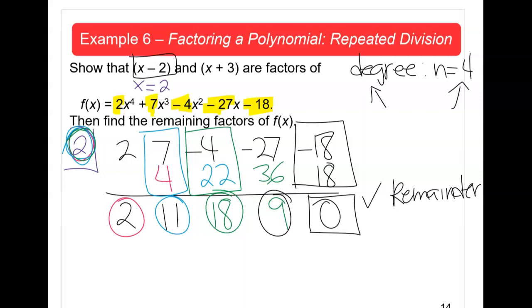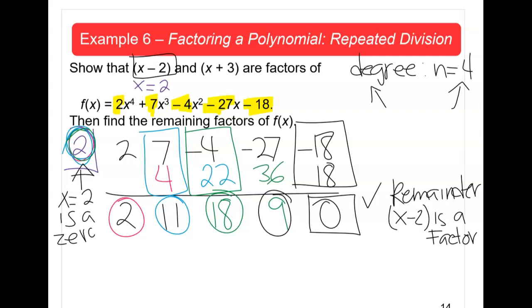So that means that your x minus 2 is a factor. And that also means that from here, x equals 2 is a 0. Now, I'm going to teach you a trick to make your life easier.